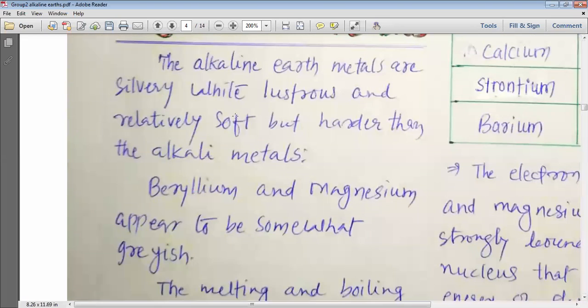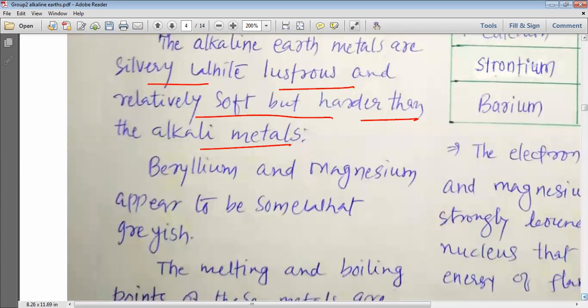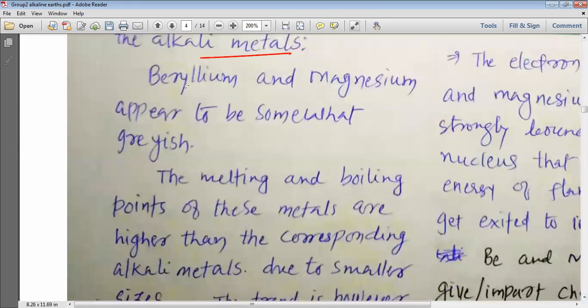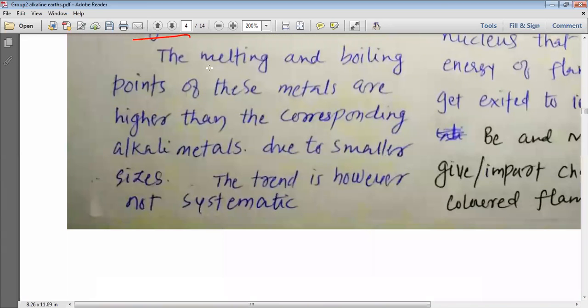So the alkaline earth metals are silvery white, lustrous, and relatively soft but harder than alkali metals. As compared to metals of the D block, F block, and P block, these metals are soft, but they are harder than the group 1 metals called alkali metals. Beryllium and magnesium appear to be somewhat grayish. They are not as silvery white as the other elements.